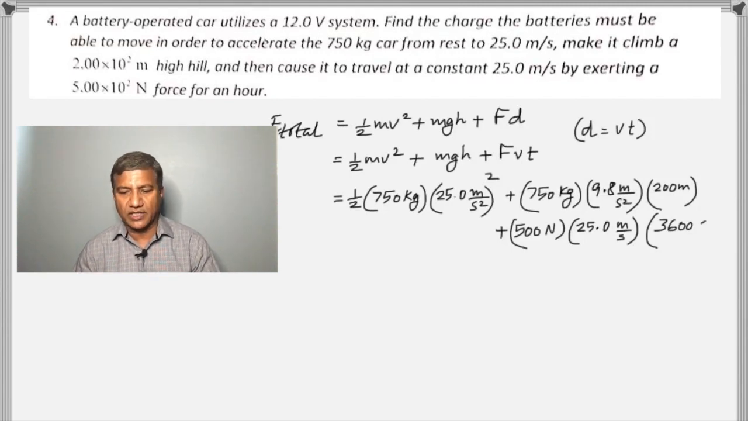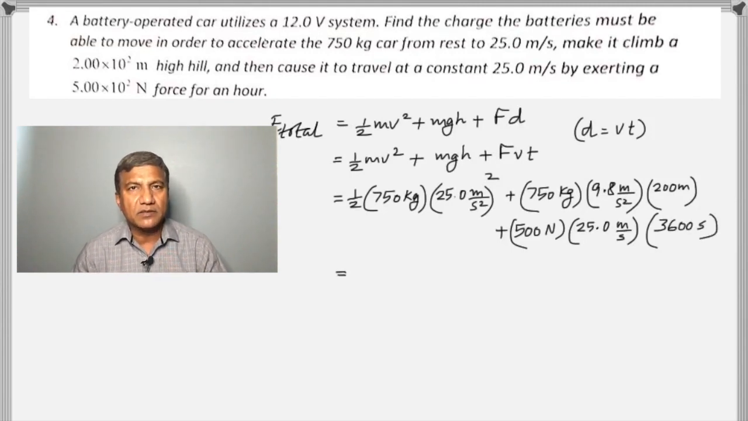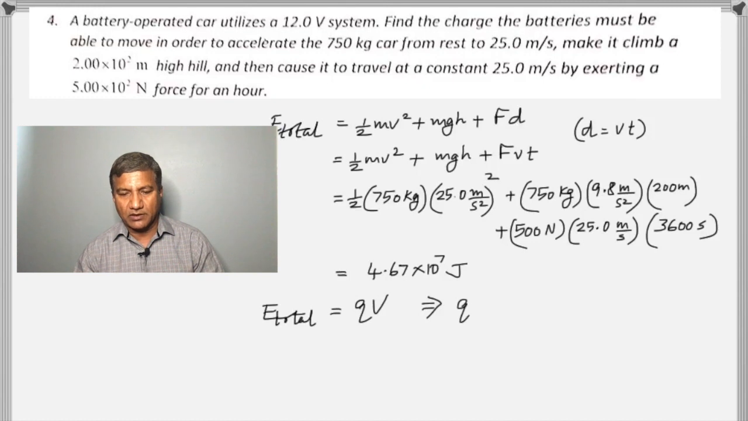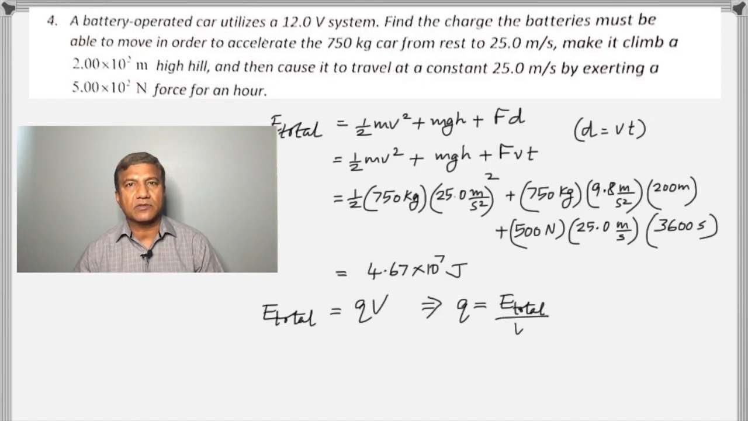So when you do all that and calculate, you get quite a big number, because this car is getting kinetic energy, potential energy, and it's also being moved at that constant rate for 1 hour. And all this is coming from the battery that is in the car. So that is 4.67 times 10 to the 7 joules.